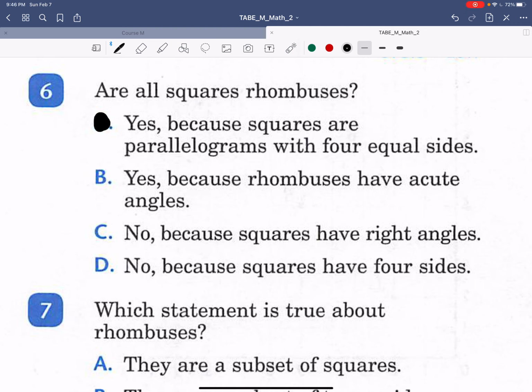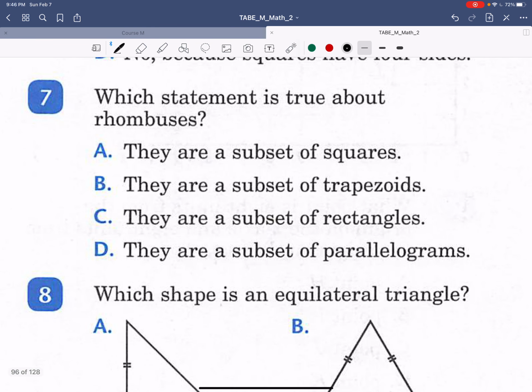Number 7. Which statement is true about rhombuses? Which statement is true about rhombuses? They are a subset of squares. They are a subset of trapezoids. They are a subset of rectangles. They are a subset of parallelograms.